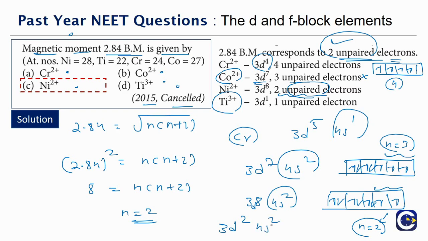3d2 4s2, titanium. Scandium is 3d1 4s2, right? So in titanium 3+ means what? After removing 3 electrons, we will be having 3d1, meaning that it has 1 unpaired electron. That is also not matching our requirement, because as per the given magnetic moment, what is the number of unpaired electrons we will require? We will require 2 unpaired electrons. That is coming only from nickel 2+.